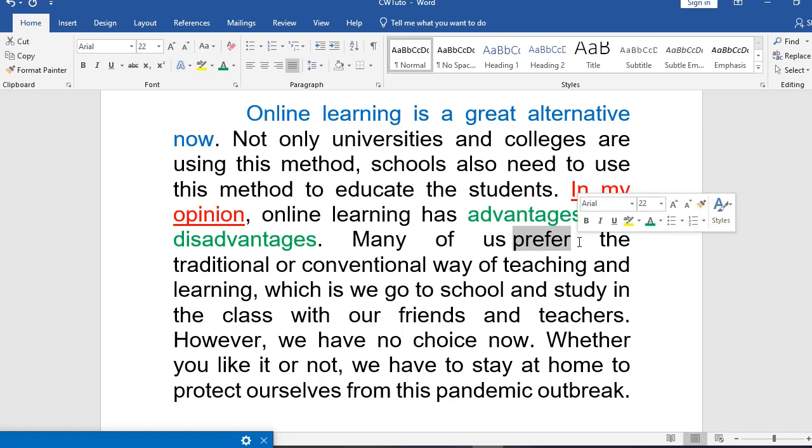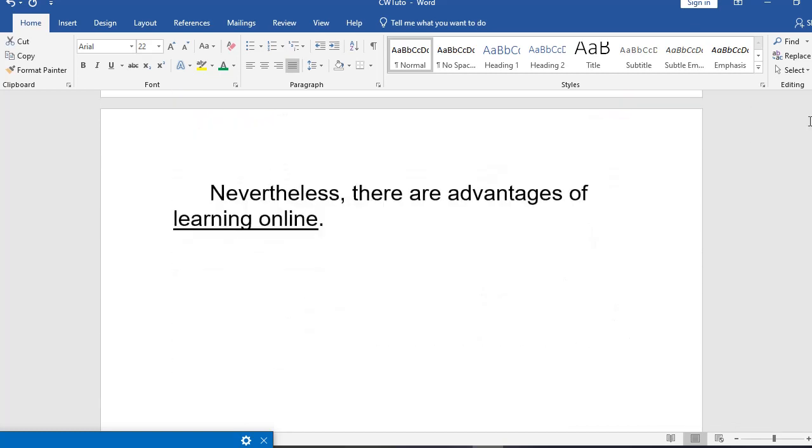Okay, you prefer to go to school. I prefer to go to school. I like to see you. I like to see my friends. Okay, nevertheless, is one of the cohesive devices, one of the penanda wacana. Sungguh pun begitu, mahu pun begitu. Well, okay, so that's the meaning of nevertheless. There are advantages of online learning. Okay, explain. What are the advantages?